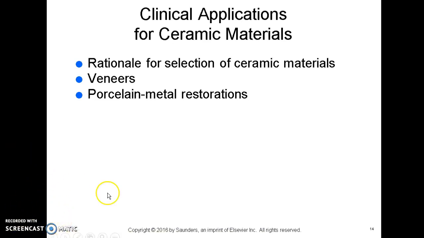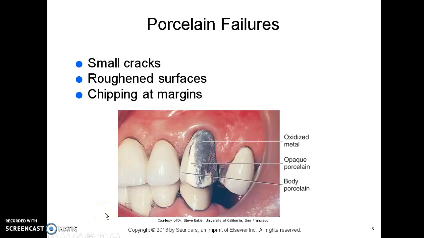So we'll move on to the next slide, which talks about porcelain failures. These can start out as small cracks, roughened surfaces, or chipping at the margins. And what we see here in this photograph is a porcelain fused to metal crown where the porcelain has fractured from the facial surface. And we also see this telltale silver gray lining around each of the margins of these teeth. You can also see that the tissue doesn't look particularly healthy there.